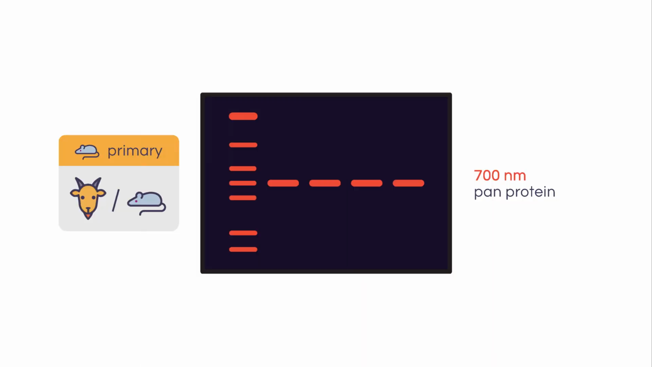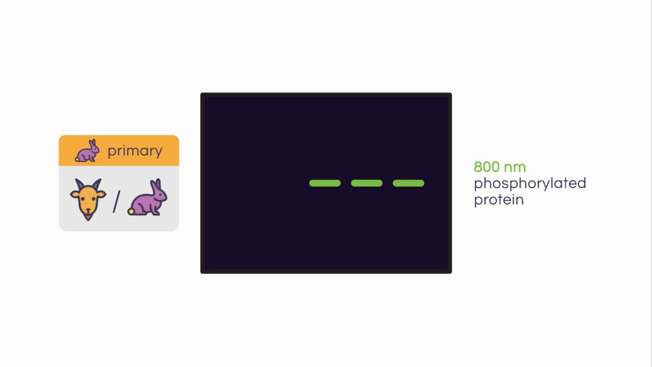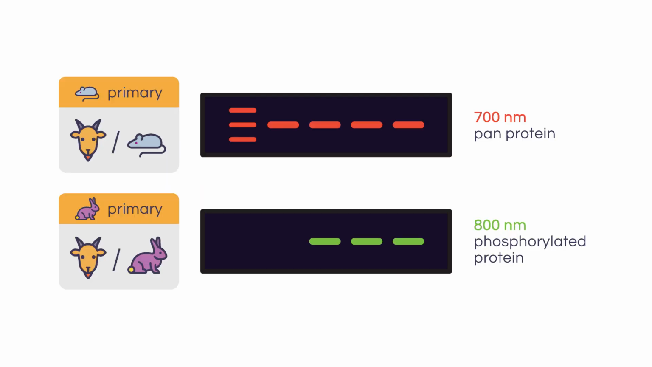For example, you can probe your Pan target with an anti-mouse primary antibody and then a goat anti-mouse secondary antibody. For your phospho target, you could probe with an anti-rabbit primary antibody and a goat anti-rabbit secondary antibody. The fluorescently labeled secondary antibody will simultaneously detect and discriminate the two signals.